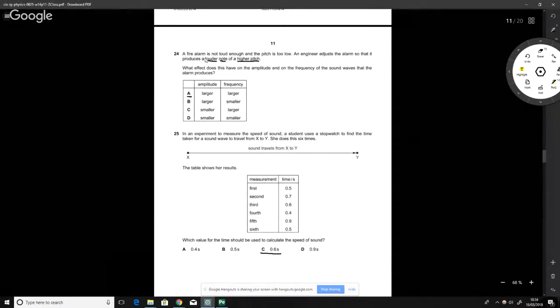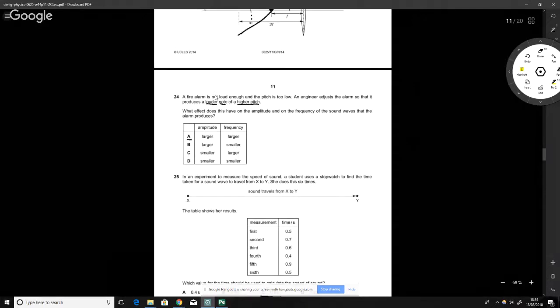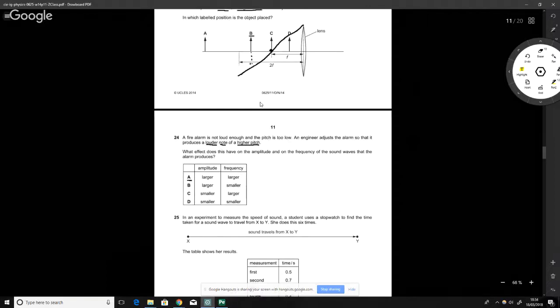A fire alarm is not loud enough, and the pitch is too low. An engineer adjusts the alarm so that it produces a louder note of a higher pitch.